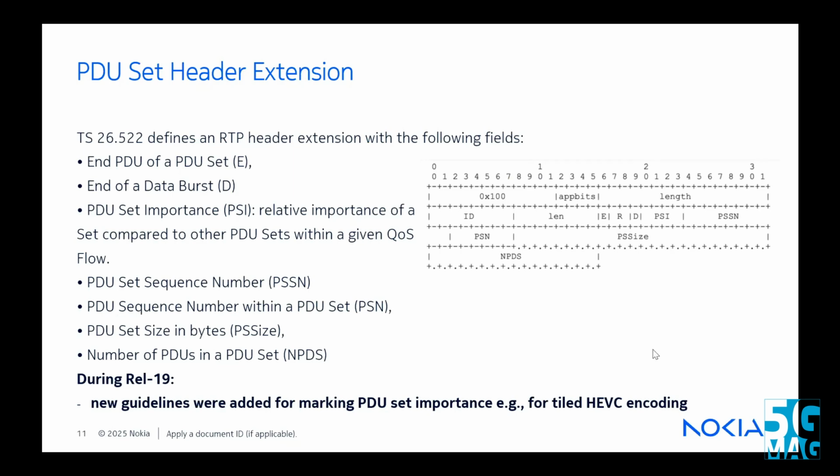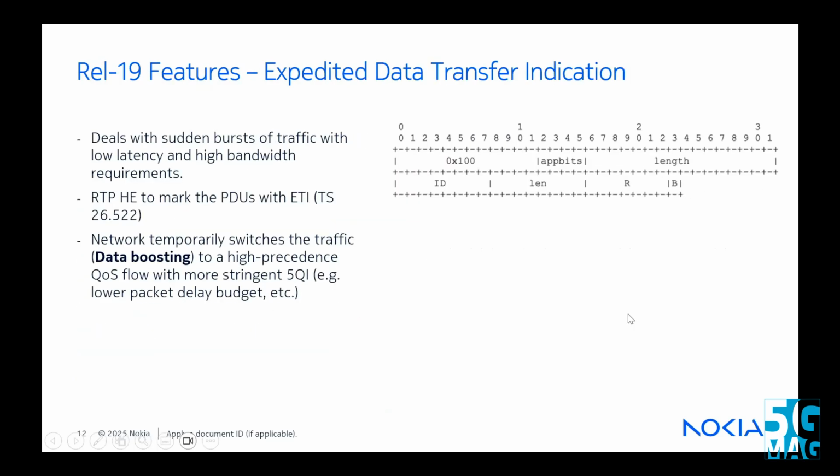Then during release 19, we added the expedited data transfer indication. Like I said, this is a new header extension, and this gives a data boosting feature. So if you have a sudden burst of traffic, which has more stringent requirements, so it requires lower latency and higher bandwidth, you can mark these packets with this expedited data transfer indication, and then temporarily the network will switch the traffic to a high precedence QoS flow. That means it would have more stringent 5QI, which are the packet delay budget and the lower packet error rate, for instance, that you can ask for a temporary period of time when you have some important information.